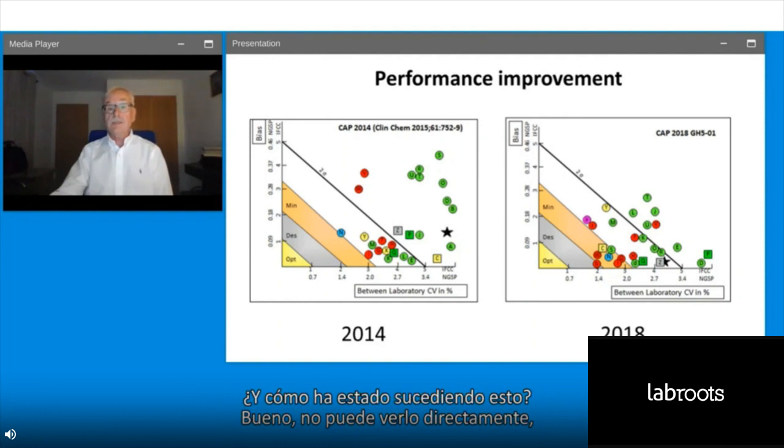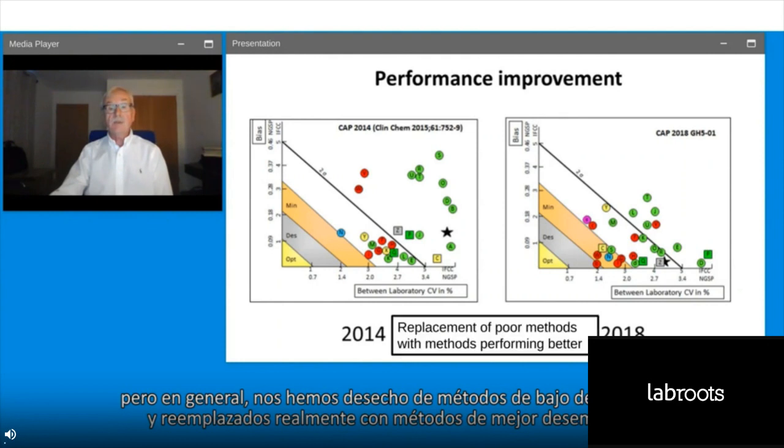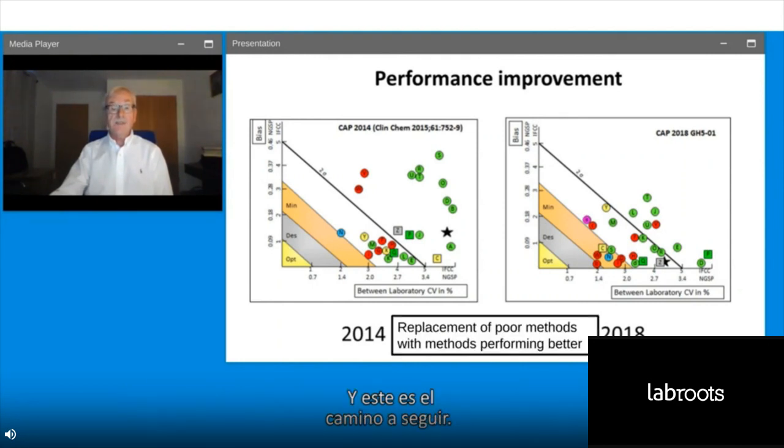And how has this been happening? Well, we can't directly see it, but overall, we have lost poor performing methods and actually replaced them with better performing methods. And this is the way forward. We need to say to manufacturers, you either improve the method or we move to something different.